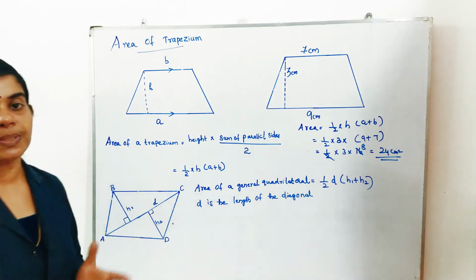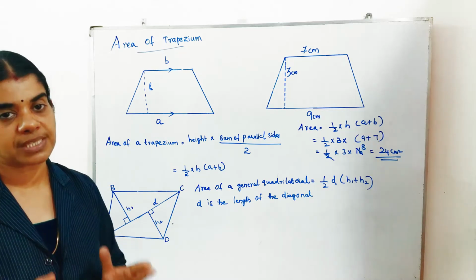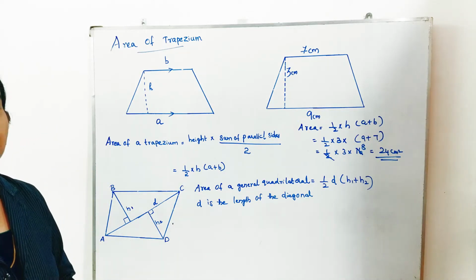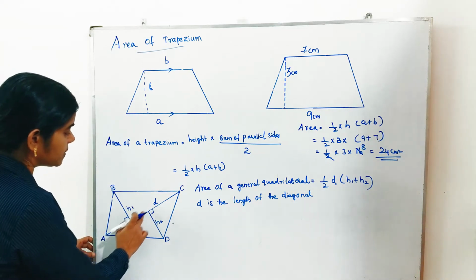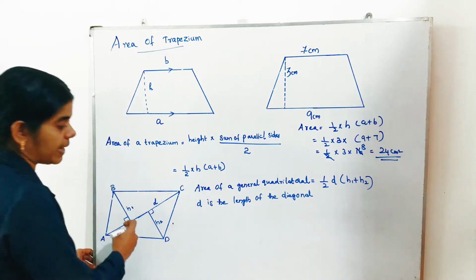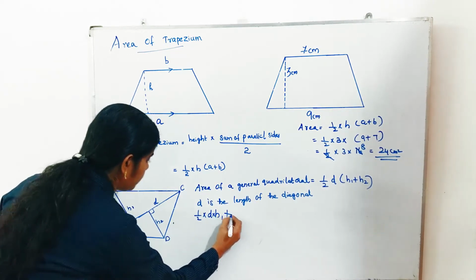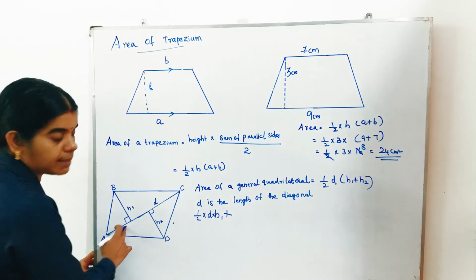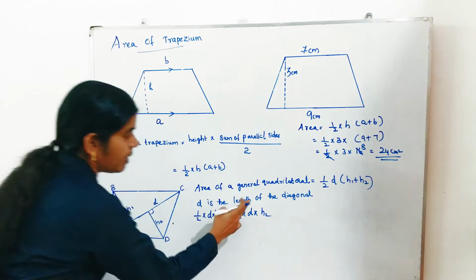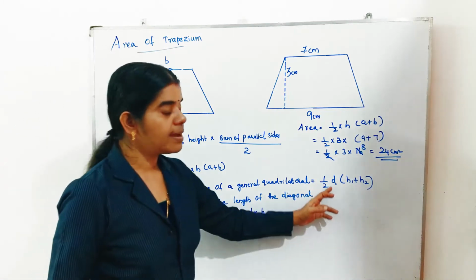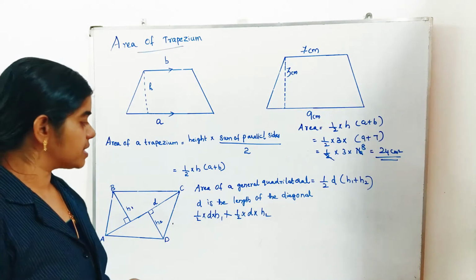So if you don't know the special name of that quadrilateral, we will divide it into triangles and find out the area of each triangle, and add them. Then the first triangle is half into B into H, that is half into D into H1, plus, again with the same base, half into D into H2. Then we take half D common: half D into (H1 plus H2) will be the area of a general quadrilateral.